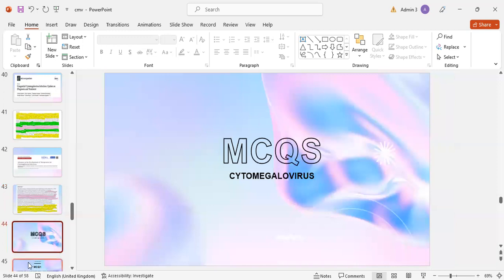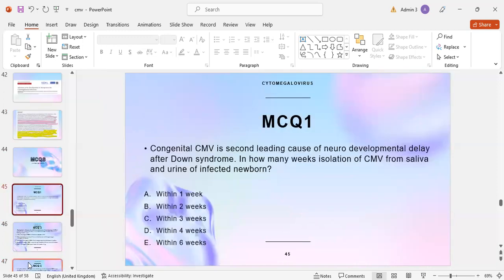Coming to MCQs, MCQ number 1. Congenital cytomegalovirus is the second leading cause of neurodevelopmental delay after Down syndrome. Within how many weeks is isolation of cytomegalovirus from saliva and urine of an infected newborn possible? Option A, within 1 week. Option B, within 2 weeks. Option C, within 3 weeks. Option D, within 4 weeks. And option E, within 6 weeks.